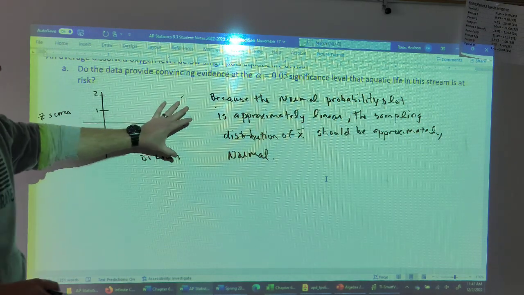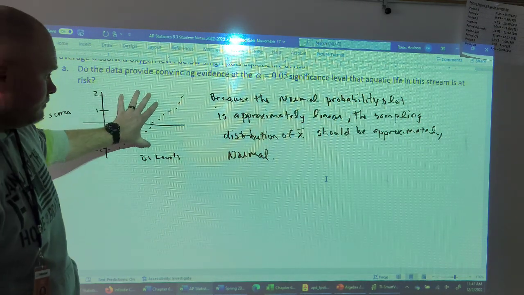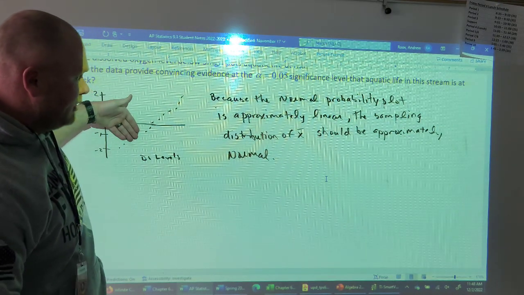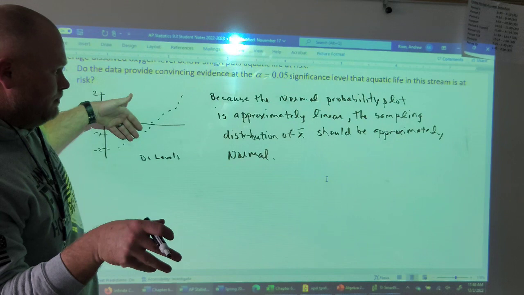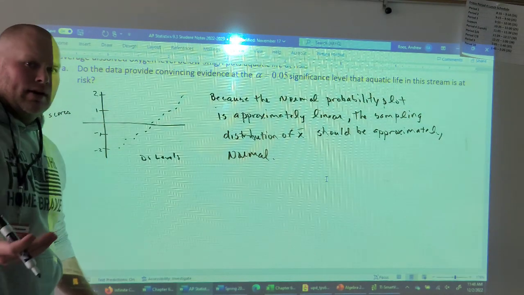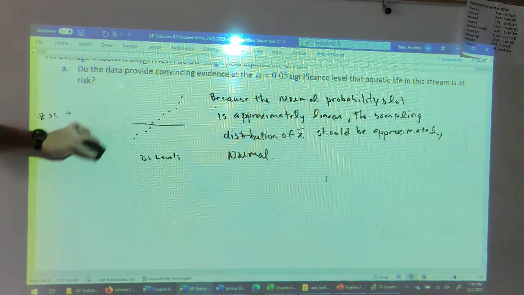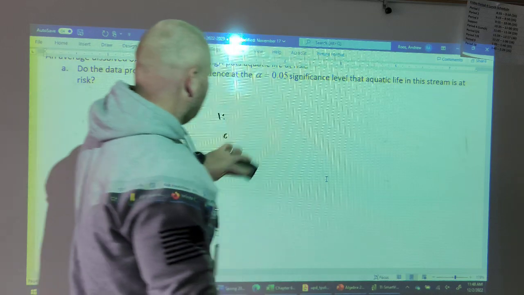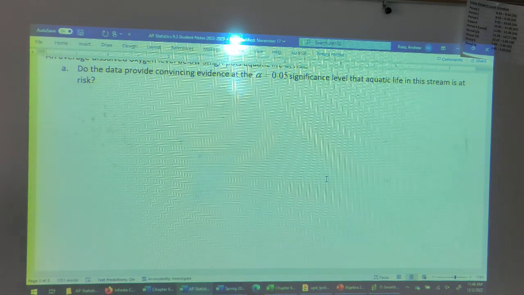Okay, the normality one is a little longer because we had to make a graph. And then we got to say, because this normal probability plot is approximately linear, the sampling distribution, so our sample data, should be approximately normal. That means we can then proceed with using t procedures. Okay? So after conditions, now we're going to move on to the actual calculation.